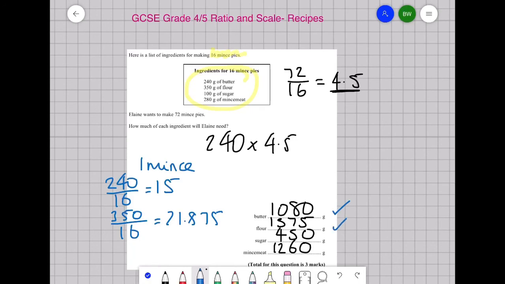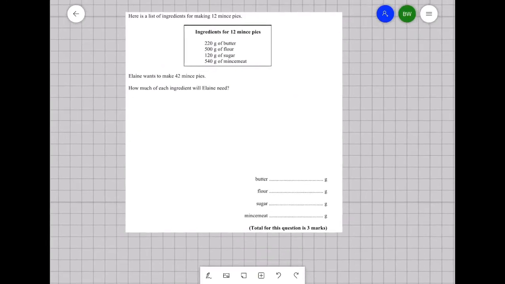I'll do the same. 100 divided by 16 gets me 6.25. Times that by 72 gets me 450. 280 divided by 16 gets me 17.5, which I'd need for 1. Times that by 72, 1,260. So I know that they're correct. Use that to try this question.